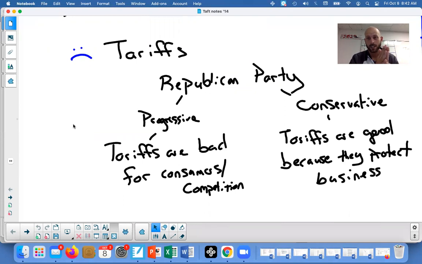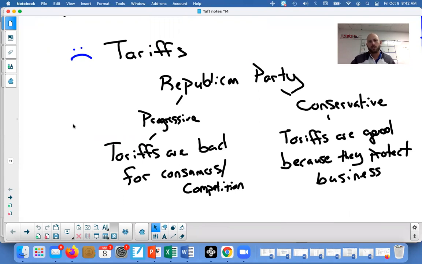They're bad for that middle class consumer. They're bad for competition, and those conservatives want tariffs because they think they're good for big business, and we don't need to trade our goods overseas because we can just go wage war and force the people of the Philippines to trade, or Cuba, or Puerto Rico, right?